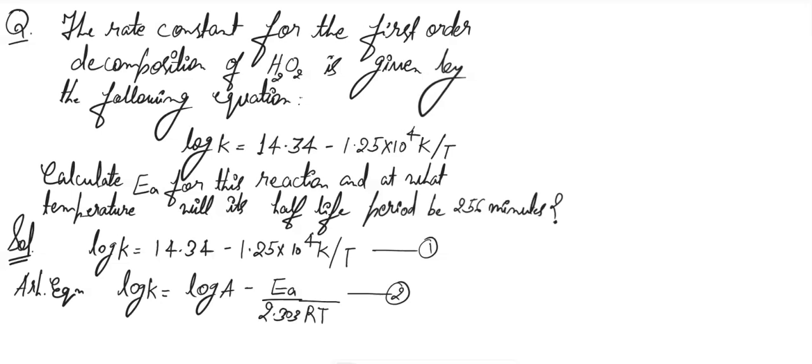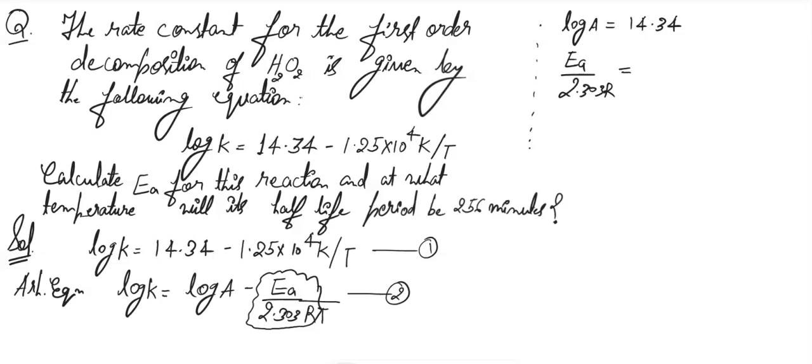Whenever you compare the equations, you will get log A as 14.34, and this term, EA upon 2.303 R, is equal to 1.25 × 10^4 K. So this is the value that we have.